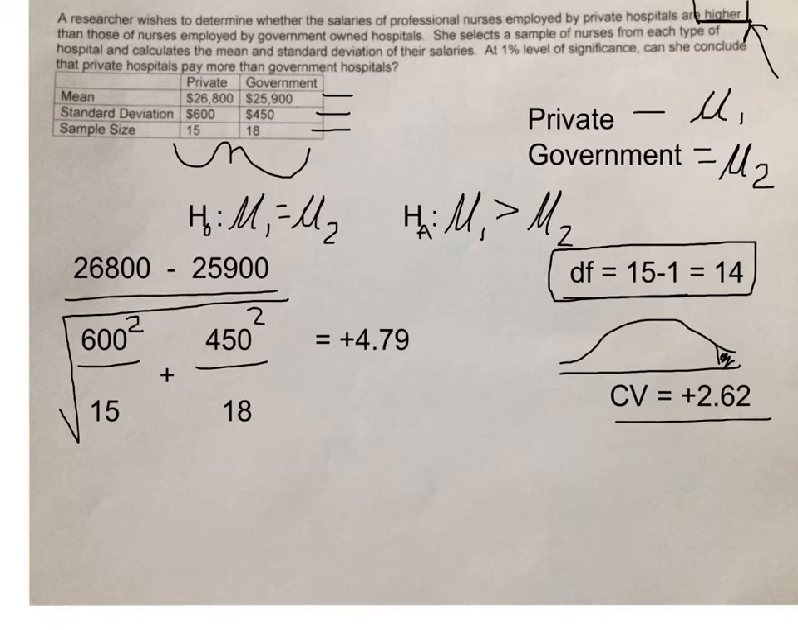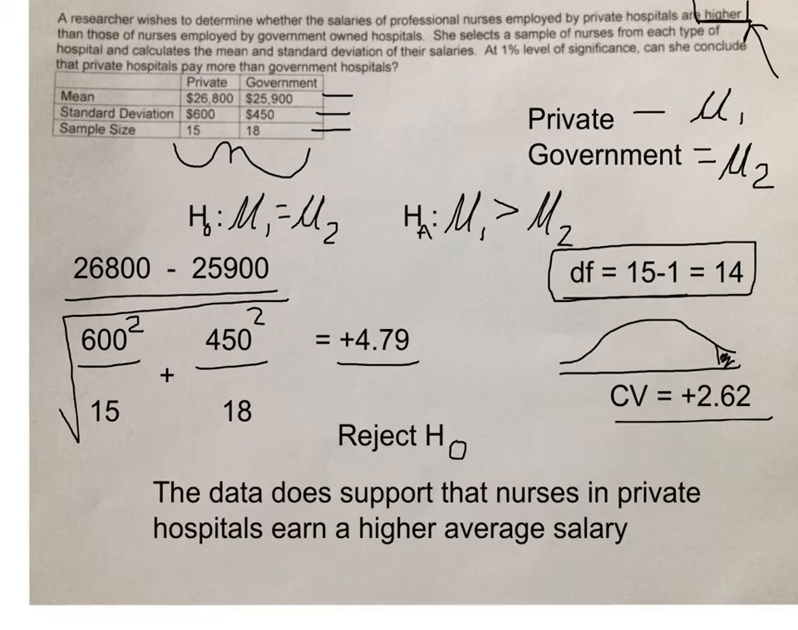Since our critical value is way below our test statistic, ask yourself, what does this mean? And then what does this mean in regards to the stipulation that the private hospitals have a higher salary than the public hospitals? So just like every other example we've done, both 1 and 2 samples, since we're in the rejection region, we reject the null hypothesis, which means this most likely is not true.